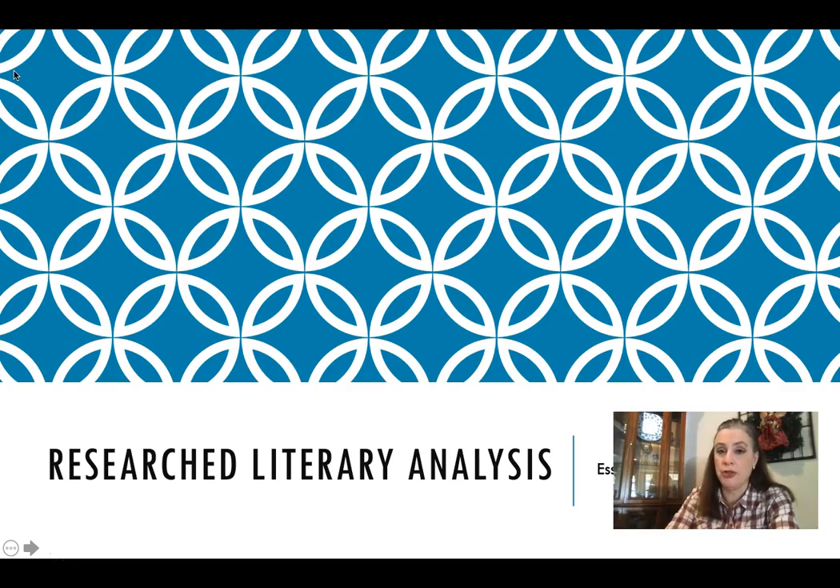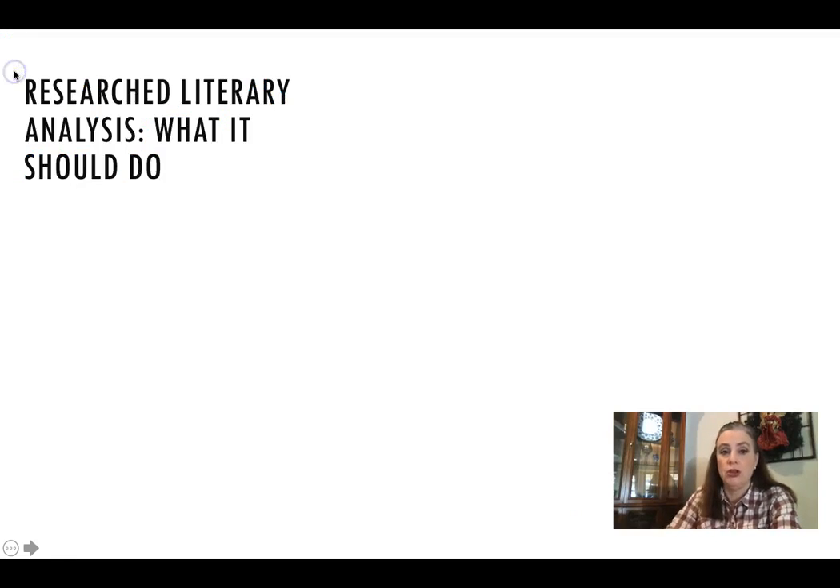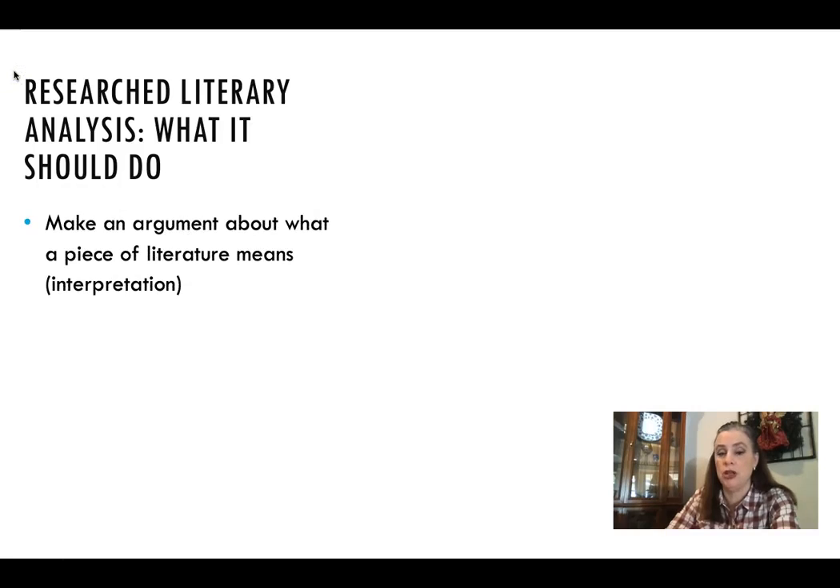So let's talk about this research literary analysis, which is going to be like your first essay, just with secondary sources. After I go through these slides, which are more about structure, then I'm going to show you an example paper, and then we're going to look at the parameters for this particular assignment. Okay, so what a research literary analysis should do as a paper: it should make an argument about what a piece of literature means. It is an interpretation work, all right?